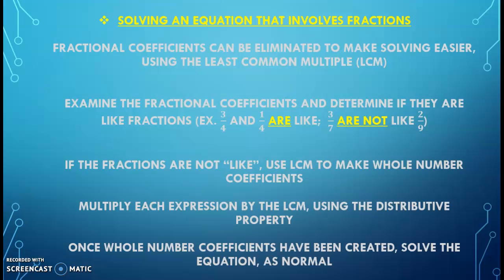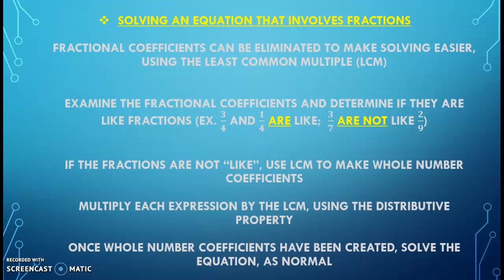Now, the first thing that we need to be concerned with is we need to examine the fractional coefficients. Those are the numbers that are attached to your variables, and determine if they are like fractions. An example of like fractions would be 3/4 and 1/4, because they have the same denominator. And then 3/7 would not be like with 2/9.